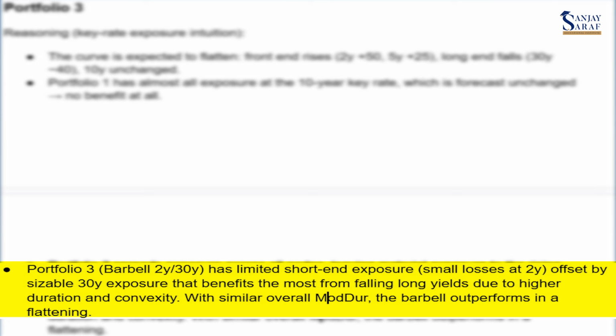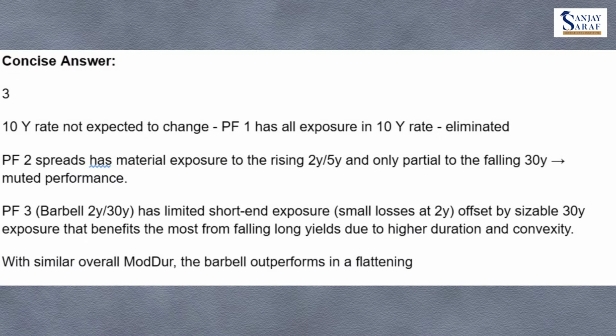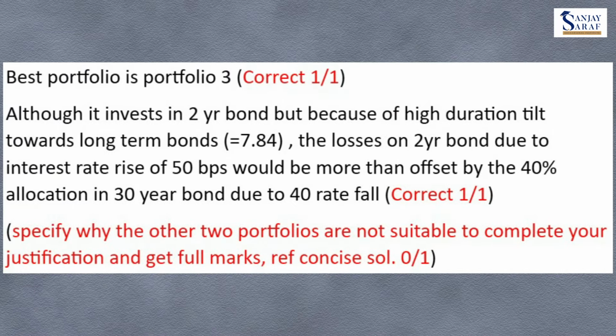So that's the type of justification that you have to give. I'm showing you on the screen how the perfect answer looks. Have a look. Also have a look at how a good student has written the answer and where he loses 1 mark. Okay, 1 point, because he does not do away with the other 2 portfolios, as to why portfolio 1 and 2 are not to be chosen.